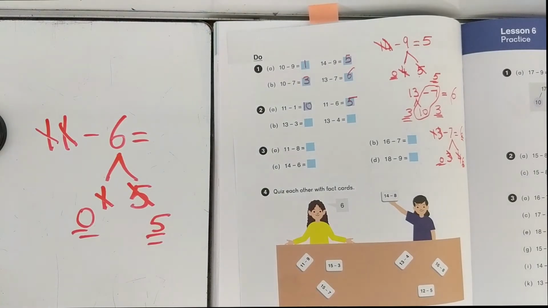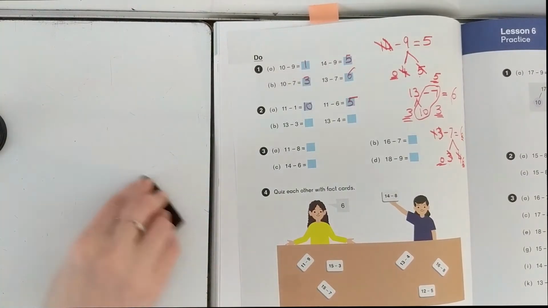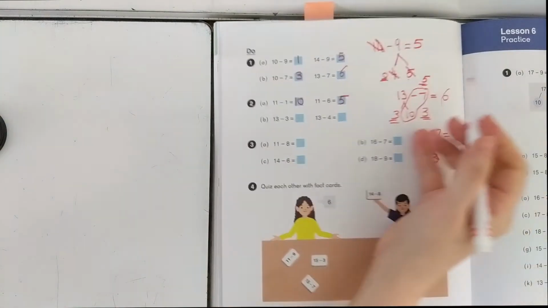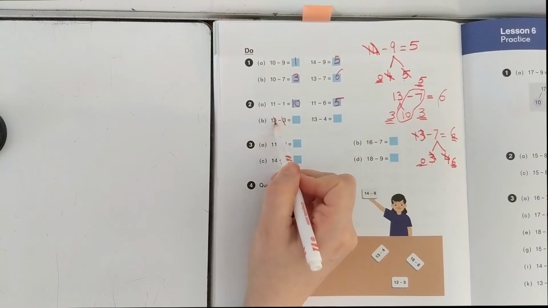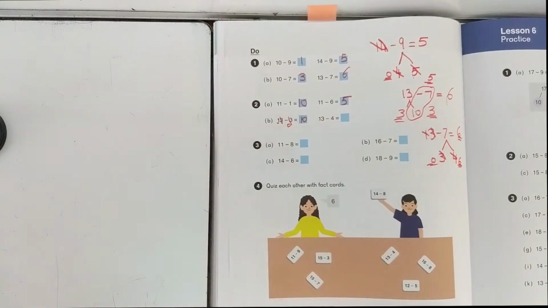Let's look at letter B. 13 minus 3. That one's a really easy one again, right? I'll do that one. Whoops. I'll do that one on here. 3 minus 3 is 0. What's left? 10.